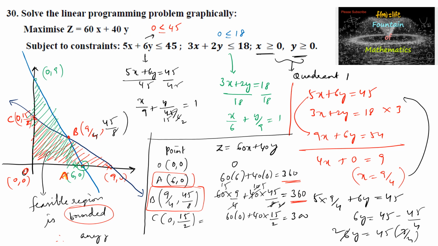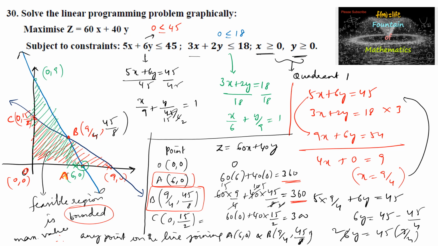any point on the line joining A 6 comma 0 and B 9 by 4 comma 45 by 8 will give the maximum value. Any point on the line joining will give the maximum value. Okay, so we can say that maximizing this function will be obtained on the entire line passing through 6 comma 0 and 9 by 4 comma 45 by 8, that is 3x plus 2y is equal to 18.